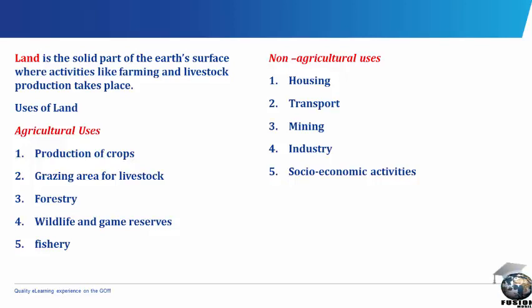In the production of crops, land could be used to produce crops like yam, rice, cassava, cowpea, maize, etc. and also to produce cash crops like rubber, cocoa, cotton, groundnut, etc. Land could be used as a grazing area for livestock, which includes cattle, sheep, goats, and large areas of land are set aside in the savanna belt where there are abundant grasses for grazing by livestock.